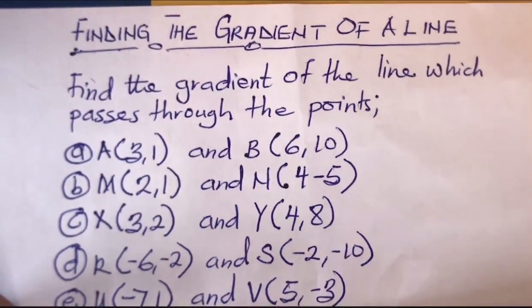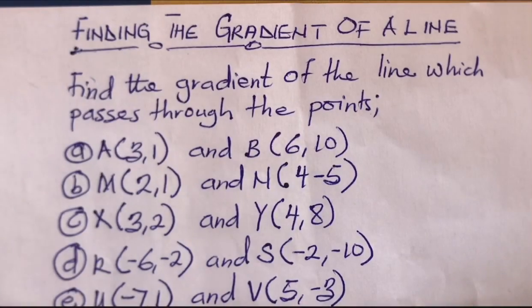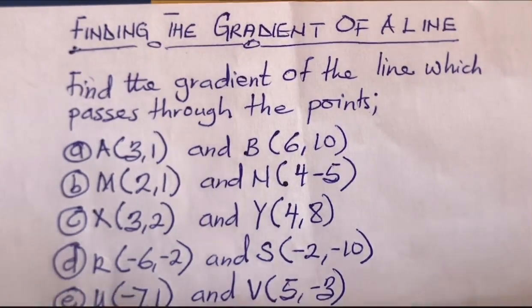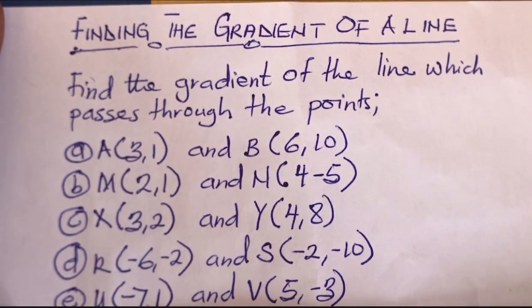So today we are going to learn how to find the gradient of a line. So we will not waste much time. Let us take some examples and then solve them. So the question is, find the gradient of the line which passes through the points. First question, A (3, 1) and B (6, 10).